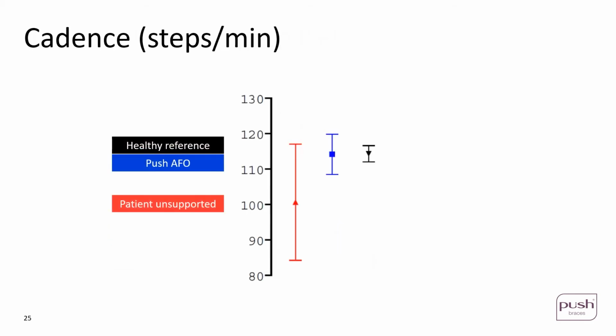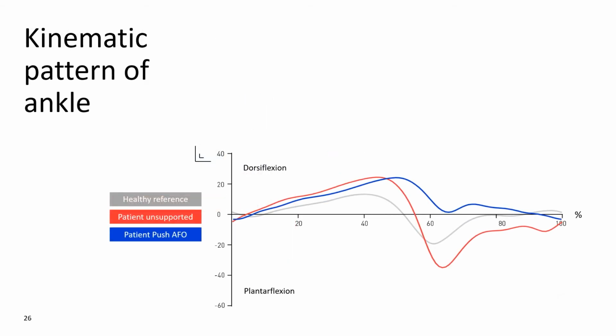Similarly, the number of steps per minute improves. There is less variance and the number of steps increases to a normal range. As such, the walking rhythm is normal for someone of this height. This image shows the effect of Push AFO on the ankle angle during the step. We will look at the same points as just now.